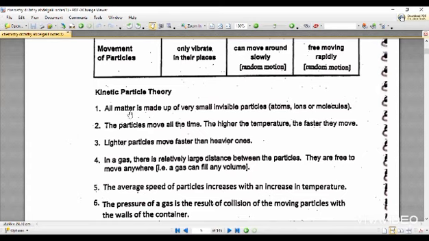Let's talk about the first one, which is that all matter is made up of very small invisible particles. Yes, all matter is made from very small invisible particles. Why are they invisible? Because the word invisible means that we cannot see them with our naked eyes, because our eyes see only in a certain range. You can't see bacteria, you can't see coronavirus.